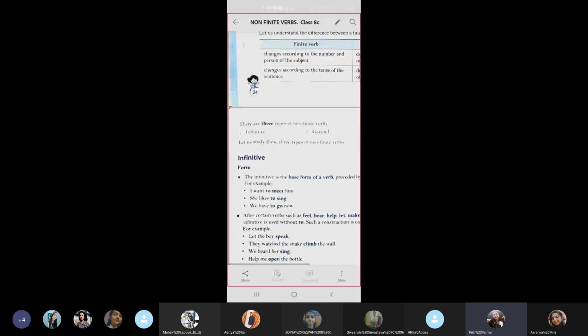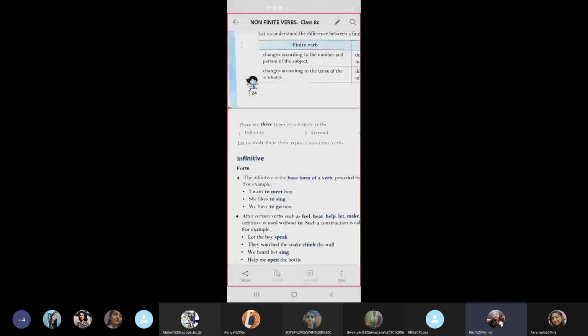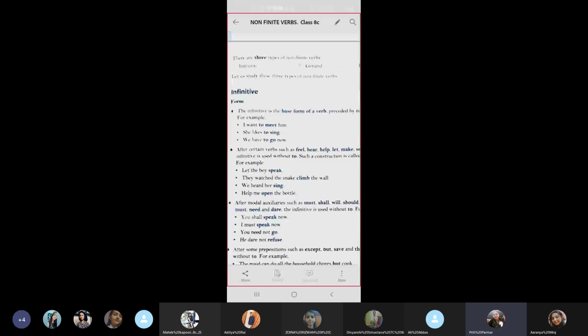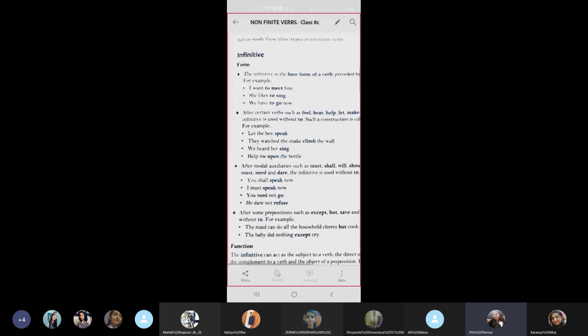Okay. And in infinitive, you will write first, second, third, fourth, just the first line. That means the infinitive is the basic form of a verb preceded by to. Then number two, after certain verbs such as these, the infinitive is used without to. That's it. These are called bare infinitives. Then third, after modal auxiliaries such as these. Then fourth, after some prepositions such as except, but, save, and than. That's it. For infinitive, you will only write this much.